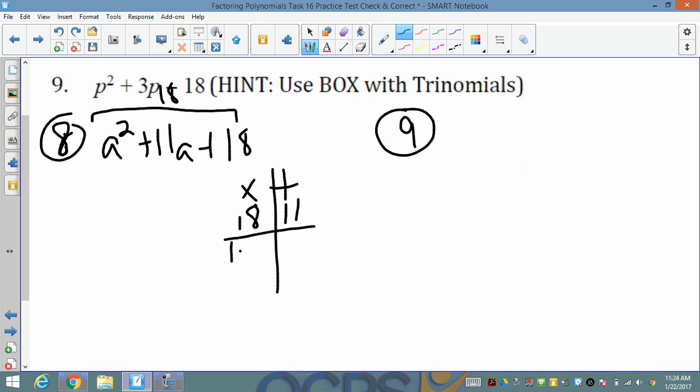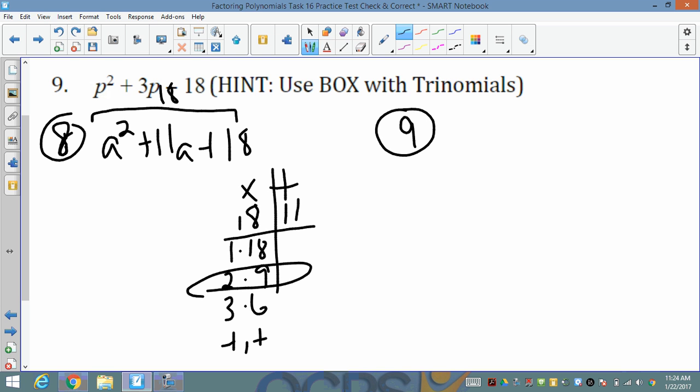So I get 1 and 18, 2 and 9, 3 and 6. Since everything's positive, it's all going to be positive. And hopefully you see what you're going to use as your 2 and your 9. So go ahead and draw the box.